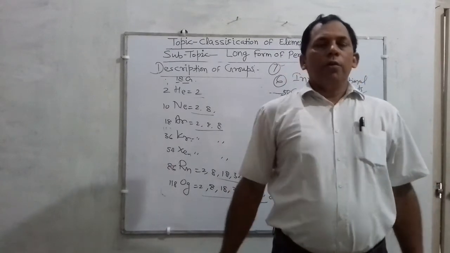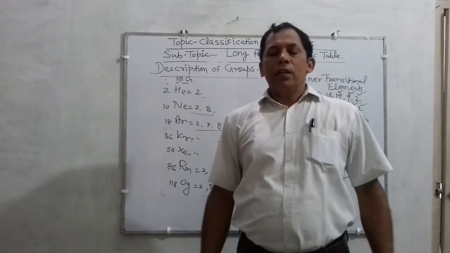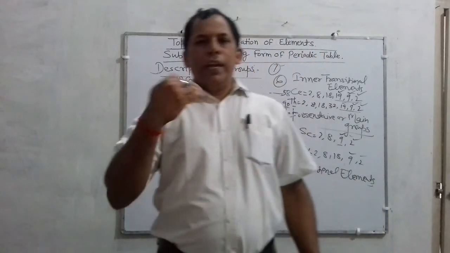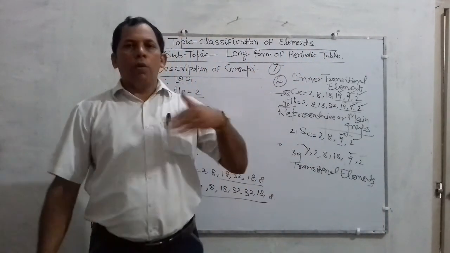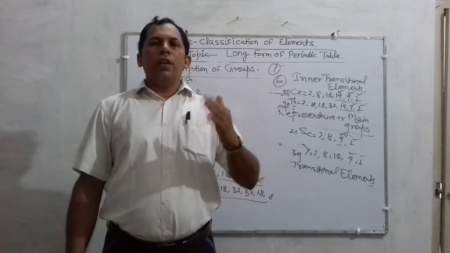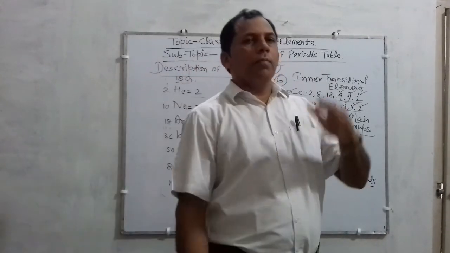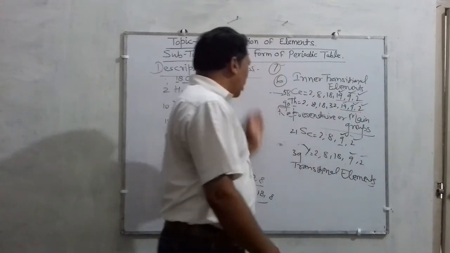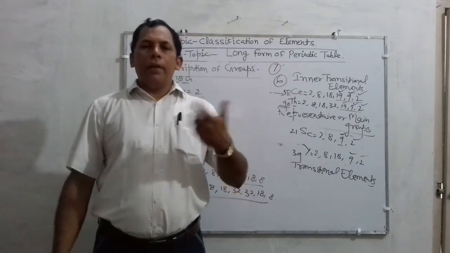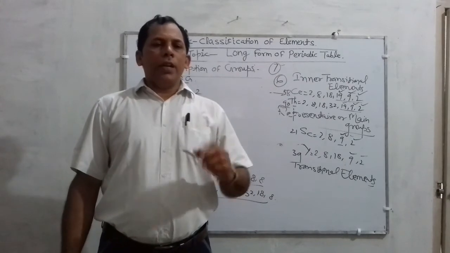And in the next lecture we will study how the elements having atomic number more than 100 are named. Listen once more. The elements having atomic number more than 100, how they are nomenclated. That is in your syllabus. I will discuss it in the upcoming lecture.